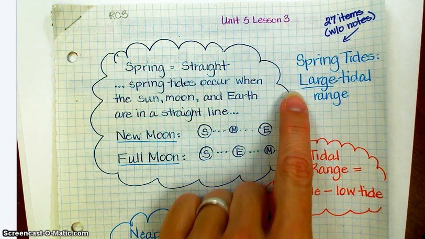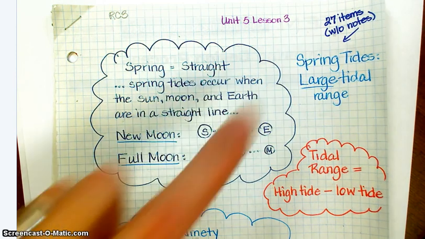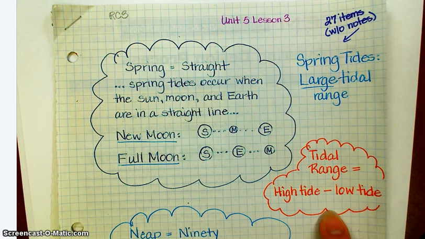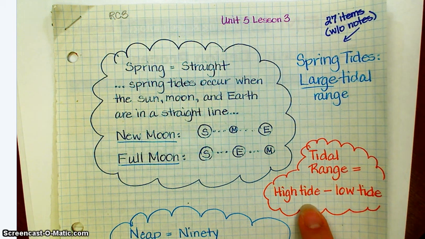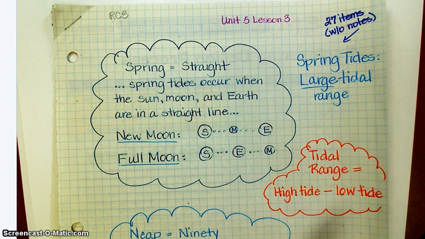Okay? By the way, this is just for me. Y'all don't need to write that down. Okay. Remember that tidal range, it's just like range in math. It's the biggest number minus smallest number. So tidal range is your high tide measurement minus your low tide measurement. Okay?